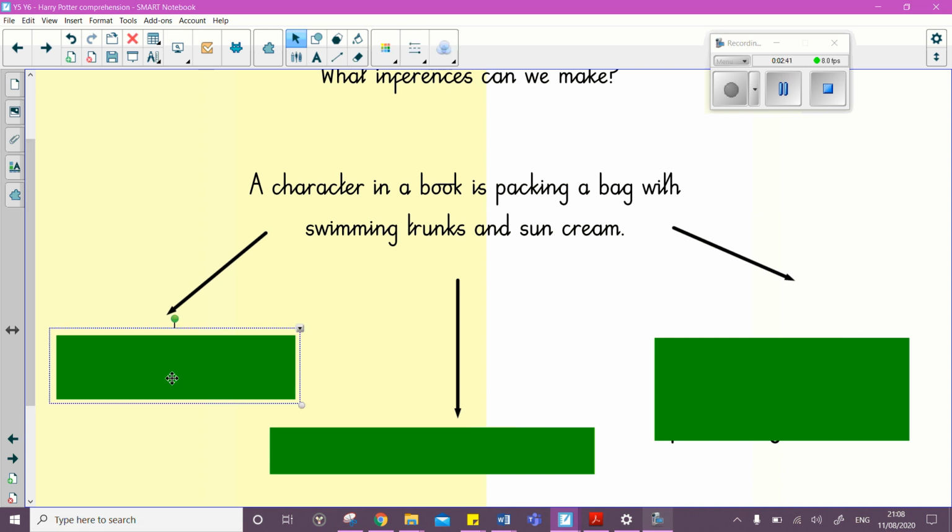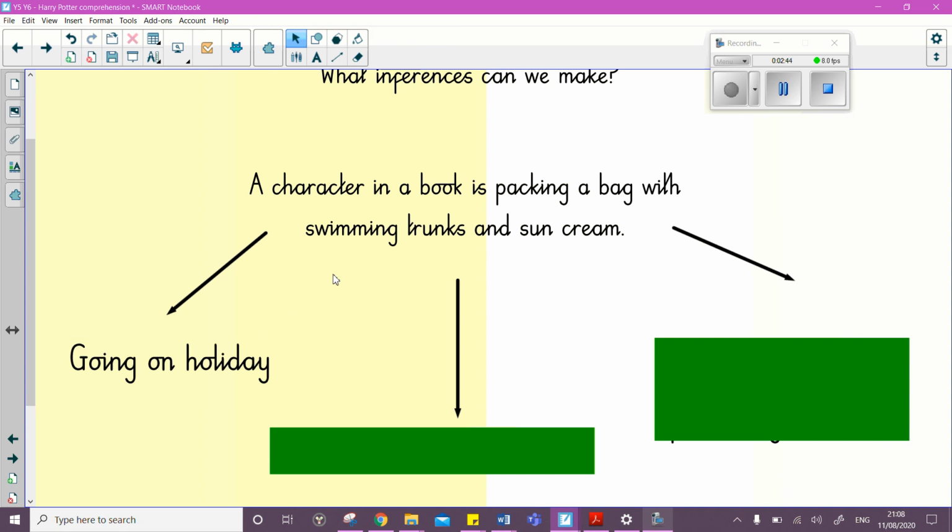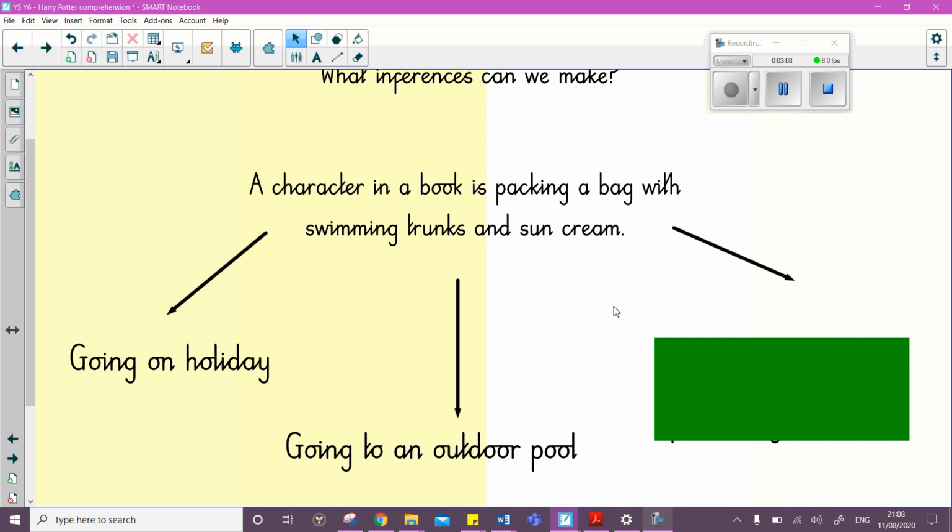So my first inference was that the character could be going on holiday, because they are packing swimming trunks and sun cream, and I know from when I've been on holiday that I need swimming trunks and sun cream if I were going around the pool or around the beach. The second inference I could make is that they could be going to an outdoor pool, because they're not packing a suitcase like we would to go on holiday. They're packing a bag, so it might be that they're just going to visit an outdoor pool in the area.